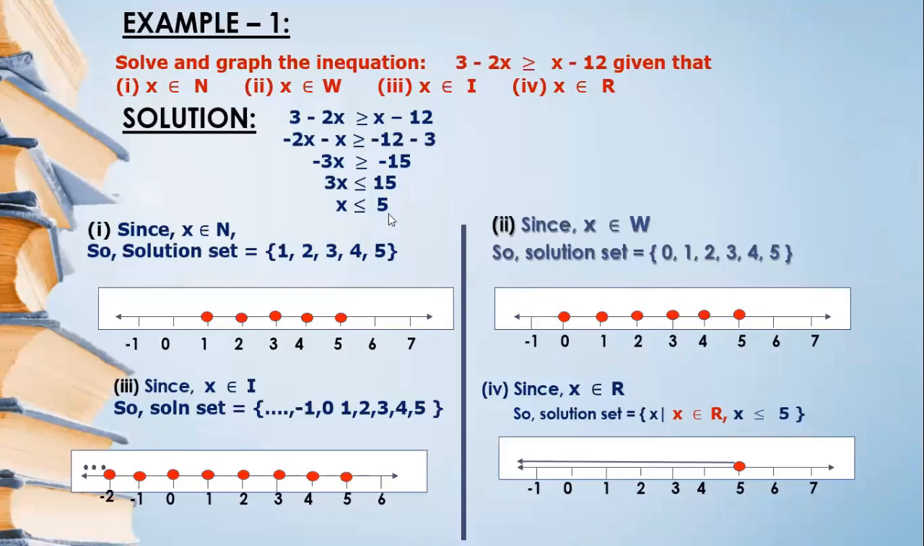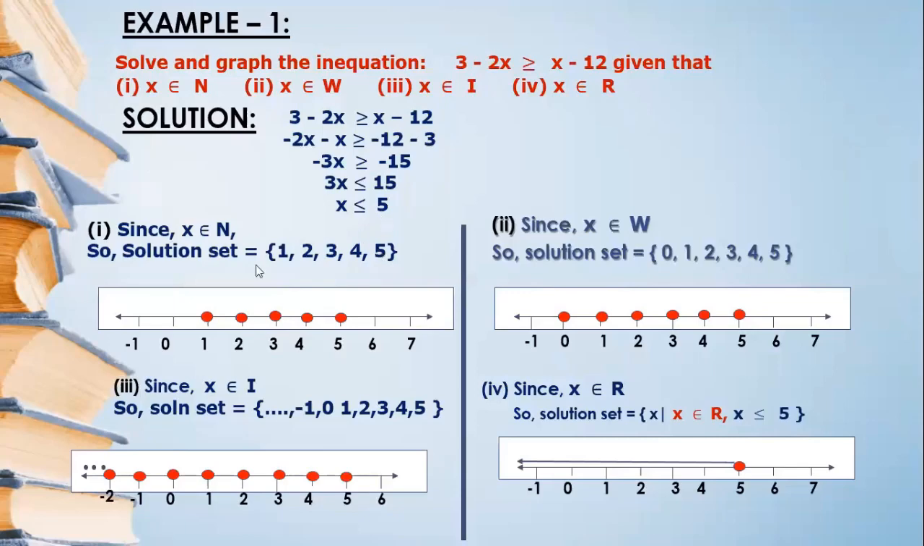Now let us consider the first case where x belongs to natural number. Since x belongs to natural number, and we know natural number starts from 1 to infinity, the solution set will have all the natural numbers which are less than or equal to 5. That means 5 is also included. So we will get the solution set as 1, 2, 3, 4, 5, where 1, 2, 3, 4 are less than 5 and 5 is equal to 5.